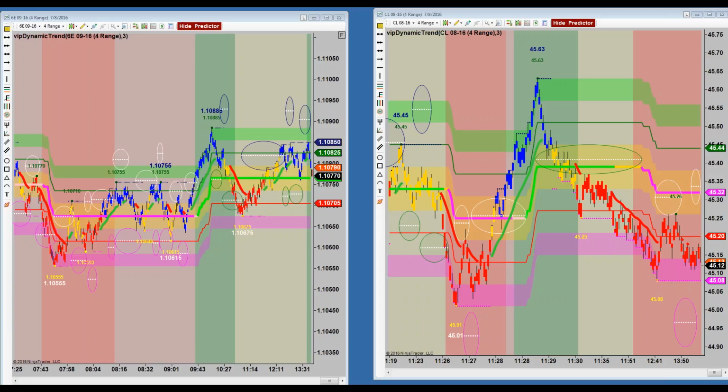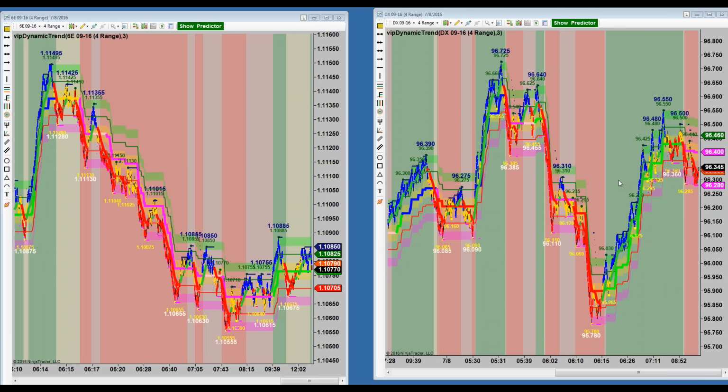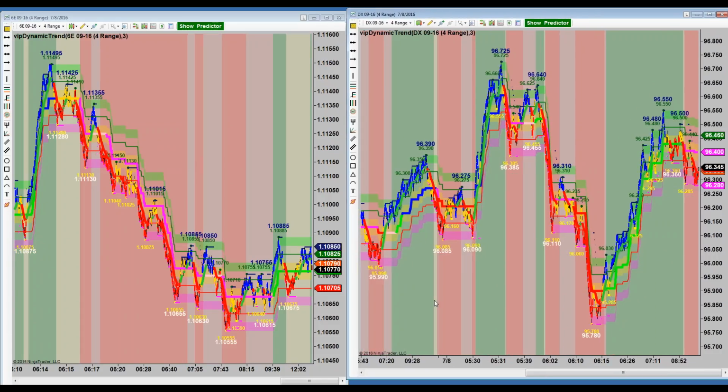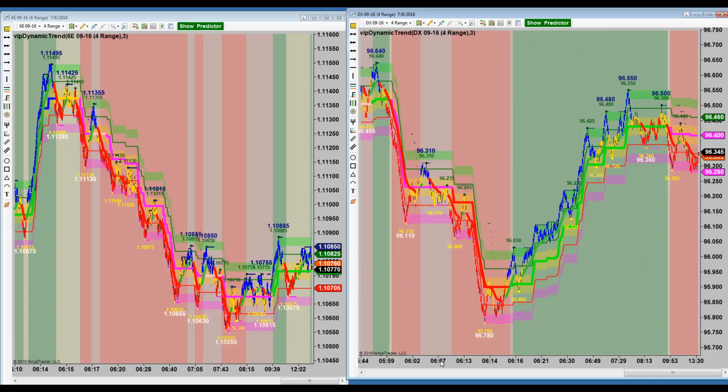Inverse relationship. Now, the reason I say that is that if you're going to trade these two futures instruments or cross pairs, sometimes one will move ahead of the other, giving you a heads up on a trade on the other one. In other words, when you put these two together, it looks like looking in a mirror, right? Let me see if I can get them lined up a little bit better. They're not lined up too perfectly just yet. There we go.